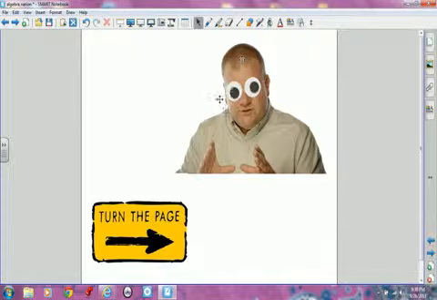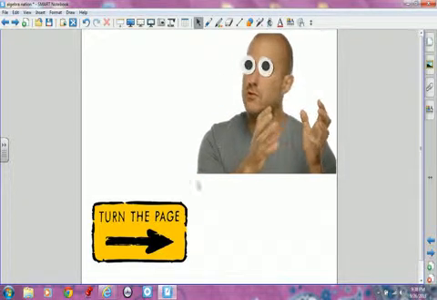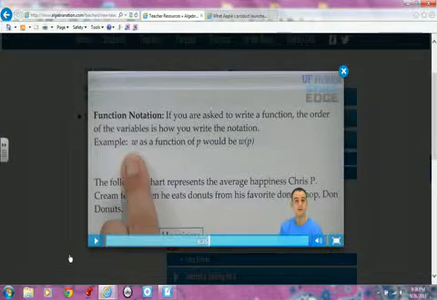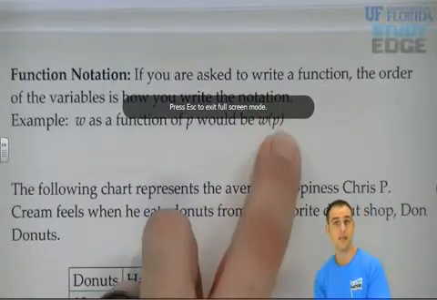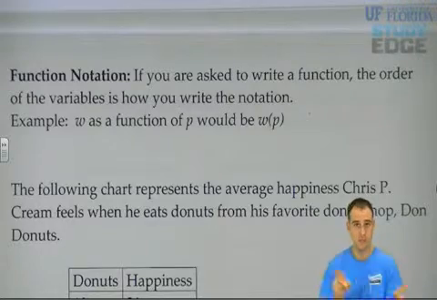Make sure that you are looking at the correct problem. The eyes are watching you. W as a function of t. In order. Don't switch around.